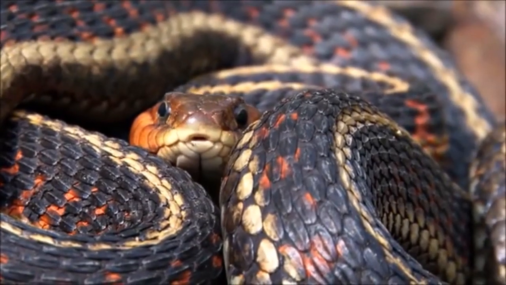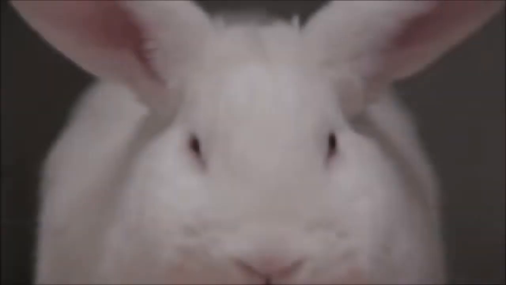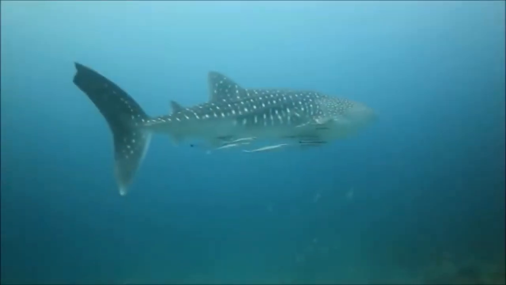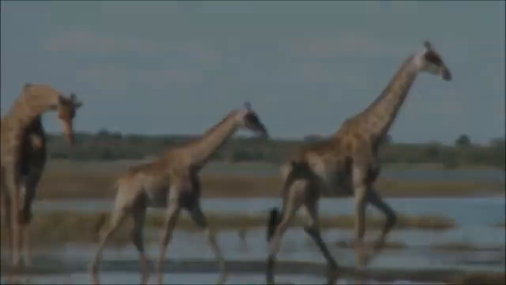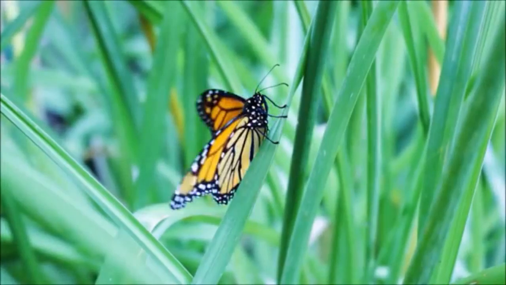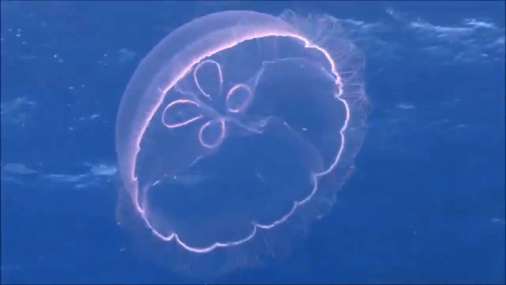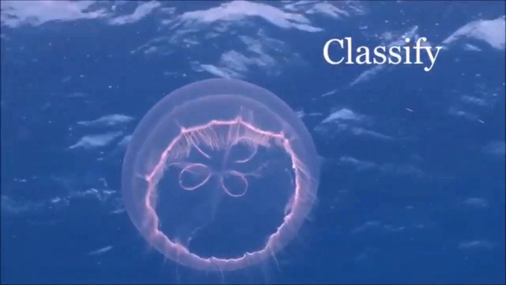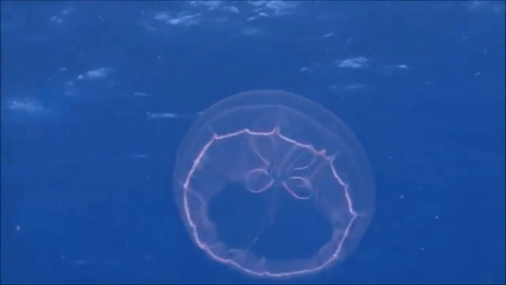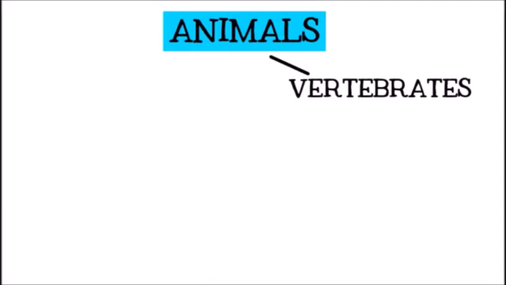The world is full of many different types of animals. Some swim, some fly, some breathe air, and some breathe underwater. Some have skeletons, and others don't. To help us understand the differences between the animals in our world, scientists classify or sort animals into different groups that share important characteristics. The two largest groups of animals are vertebrates and invertebrates.